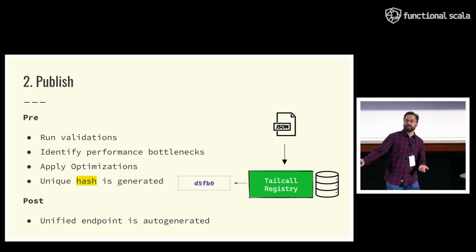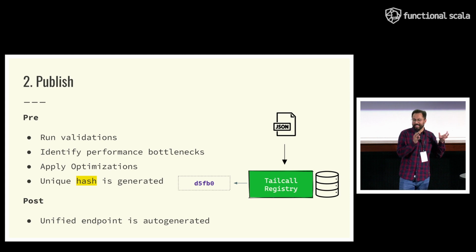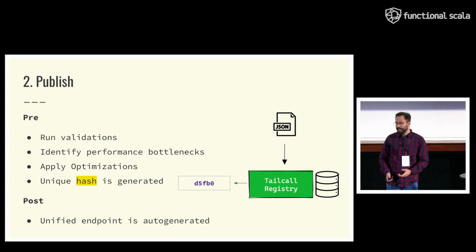You apply optimizations. The developer doesn't need to worry about things that can be parallelized. Automatically, the DSL will ensure that things that can be parallelized are parallelized. And a unique hash is generated. This hash is basically an identifier for your spec. It's literally the hash code of your spec. And we'll talk about how we use this hash.